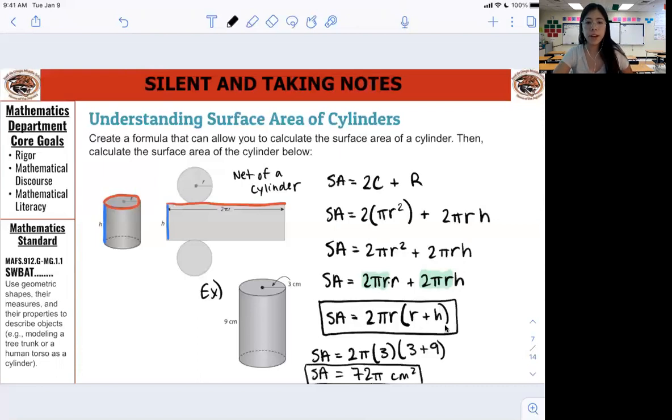So again, we have a formula. The formula helps, but if you forget the formula, you have to remember that this is what you're adding together. We were adding together the area of this circle, the area of that circle, which are the same, and then the area of the rectangle. And with the rectangle, the width is the height, and the length would be the circumference.